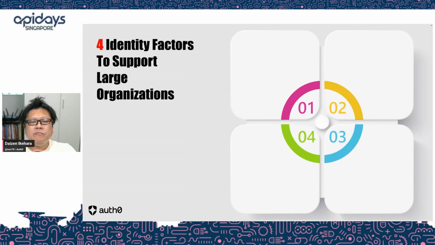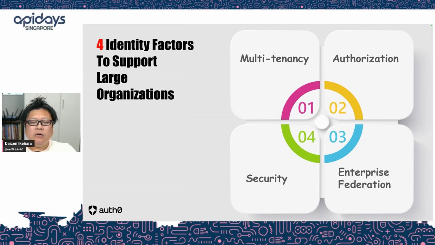So I want to bring up four identity factors to support large organizations: multi-tenancy, authorization, security, and enterprise federation. So let's take a look at each of them.